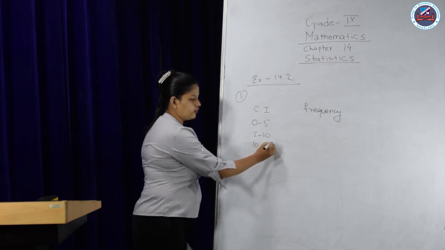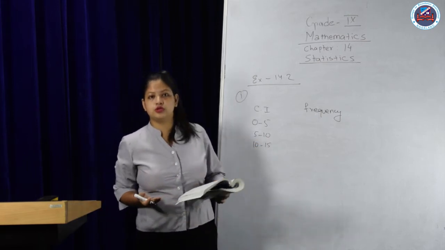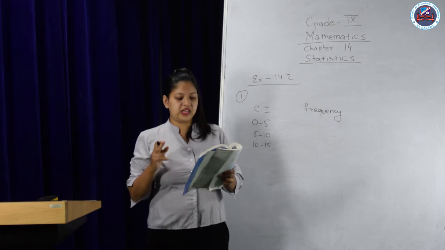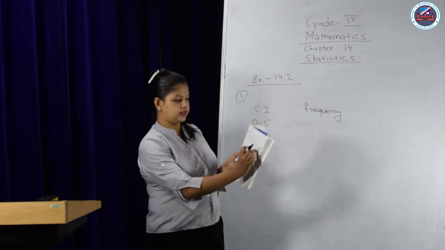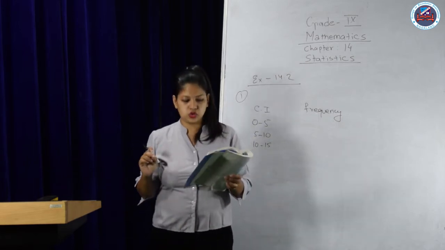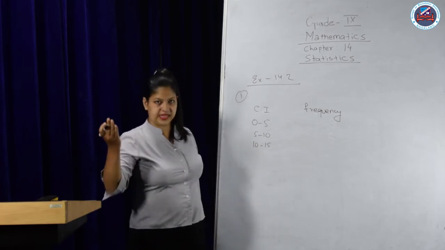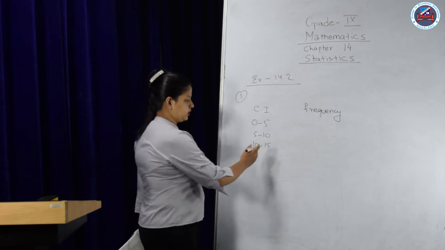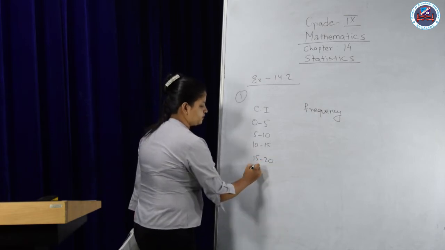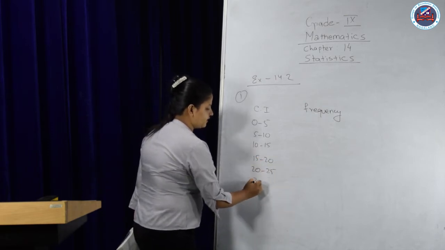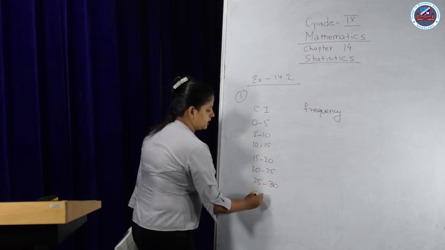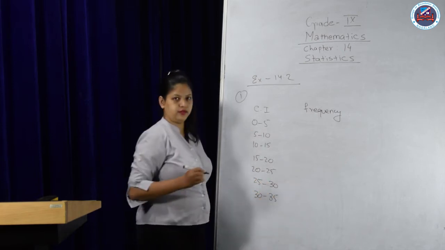Next will be 10 to 15. Now how long are we supposed to go? Now if you check there, check the highest number in that particular given data. It is 32. So 32 will lie between 30 to 35. That means till 35 you have to keep on going. 15 to 20, 20 to 25, 25 to 30 and 30 to 35.